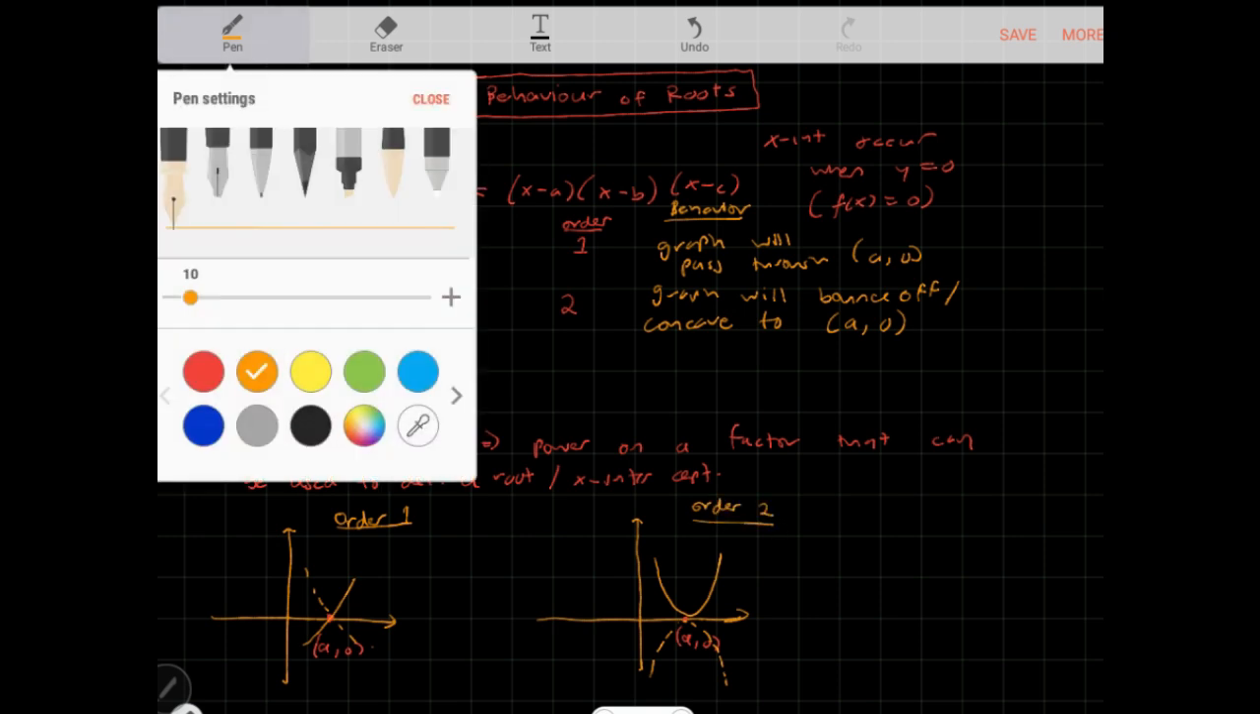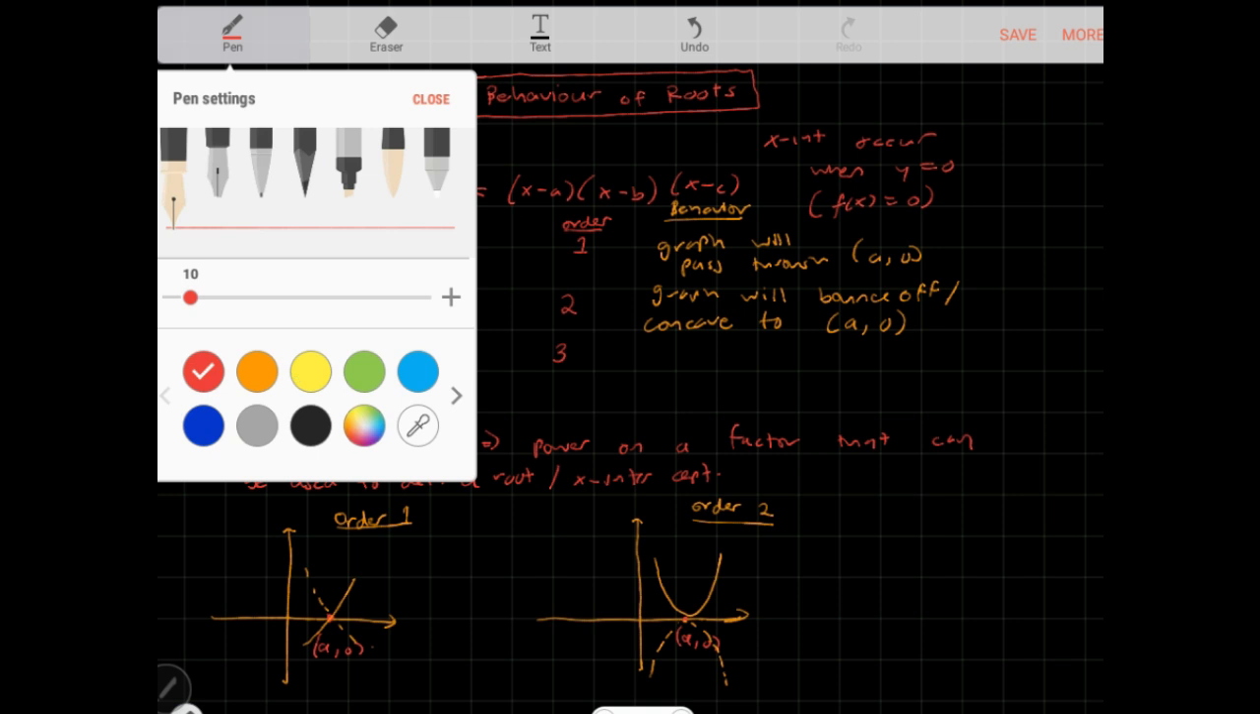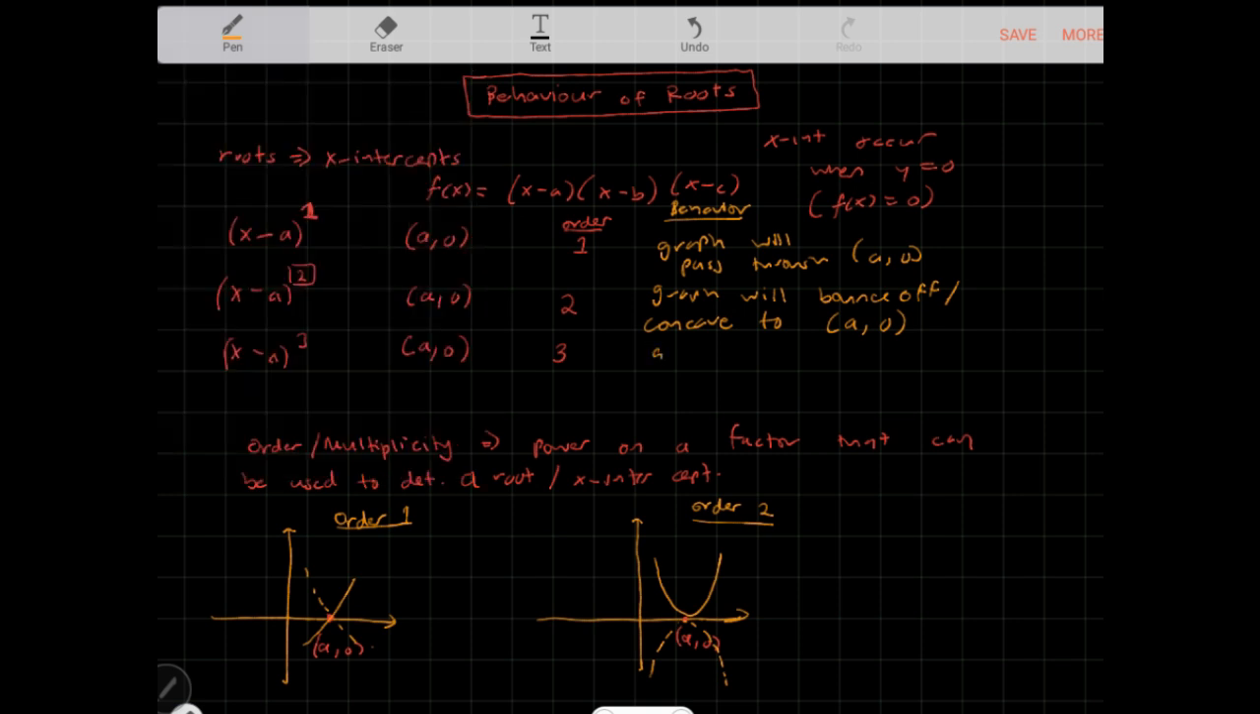Okay, the third scenario, we can have an order of 3. So in this case, a graph will have a point of inflection. The point of inflection is a change in concavity at a and 0, the x-intercept. Okay, so this is what an order of 3 looks like.